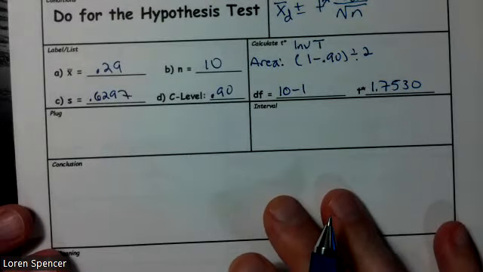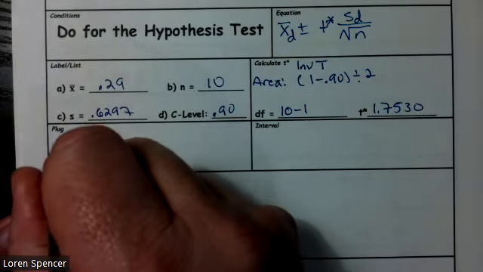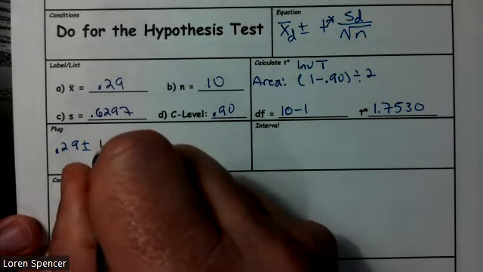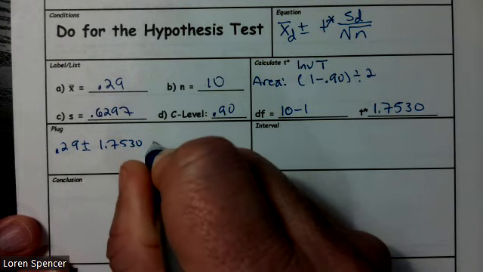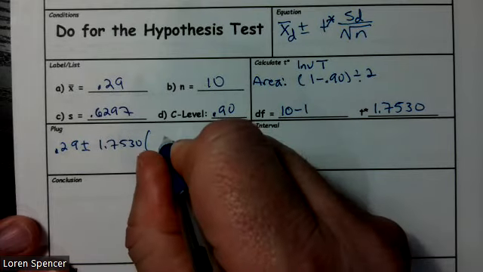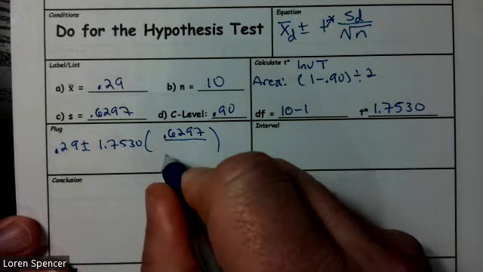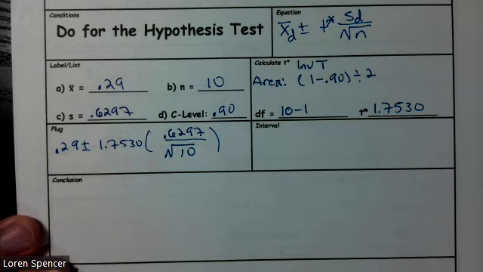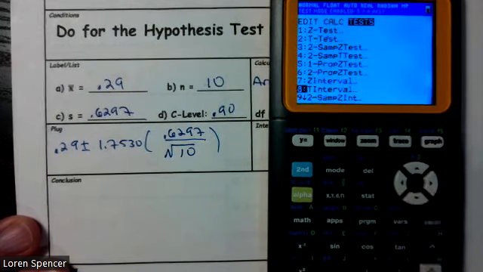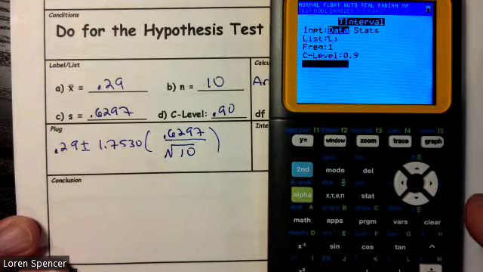We're going to go ahead and plug in. So our x bar, plugging into this formula, our x bar is 0.29 plus or minus t star, which we just calculated as 1.7530. And then we have s of 0.6297. And we have a sample of size 10 that we're going to take the square root of. All right, let's go actually run this and calculate it. So STAT, TESTS, TInterval. Once again, data is L3, 90%.